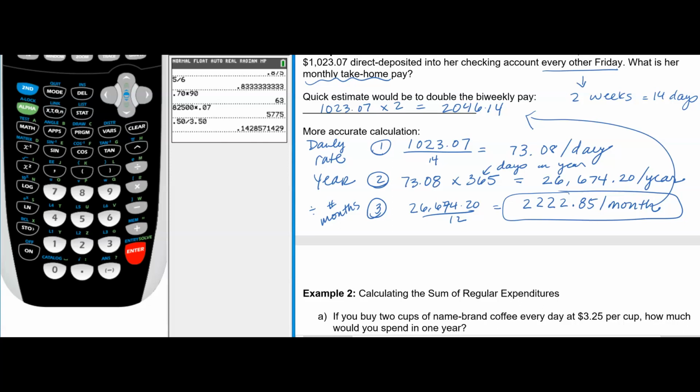Because there's not exactly 4 Fridays in every single month. There's a different amount of weeks depending on what month it is. So this calculation that we did below is much more accurate. And you can see she actually makes more than what she estimated above, which is always nice. Okay, so let's look at example 2.